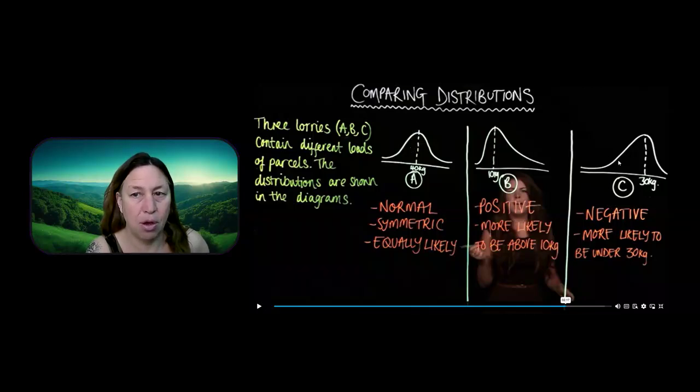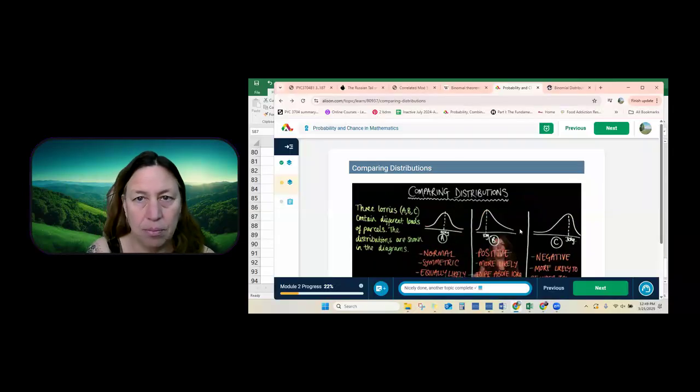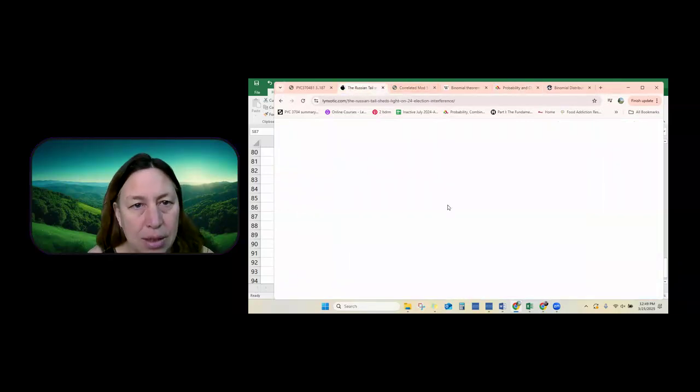Here, there's something going on. It's not symmetrical. In other words, it's not random. There's something else influencing this outcome. There's other variables. Another word for this shape in politics is called a Russian tail, and I'll show you why. Let's see. Here we go. The Russian tail.